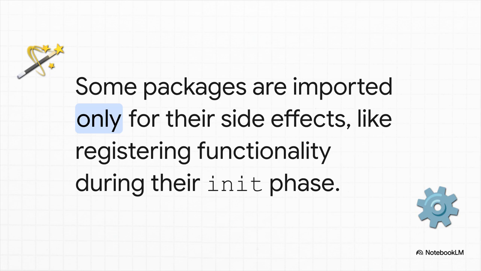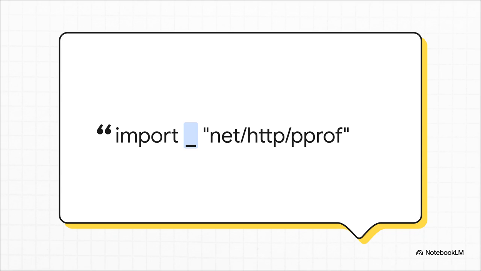See, many packages have a special init function that runs the moment they're loaded. This function can do all sorts of setup in the background, like registering database drivers or setting up HTTP handlers. So the question is, how do you tell the compiler, hey, I need this package for its side effects, but I'm not actually going to call it by name? You use this exact syntax. I know, at first glance it looks a little weird, right? An import statement with an underscore just sitting out front.